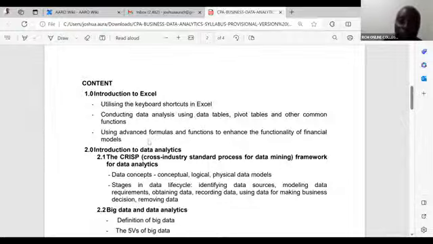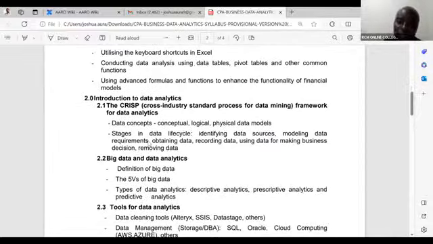And then we have introduction to data analytics, the CRISP model. CRISP stands for cross-industry standard process for data mining, a framework for data analytics. So we have the data concepts: conceptual, logical, physical data models. We have stages in the data life cycle. Ladies and gentlemen, just remember, you must have done this thing of life cycle for long.